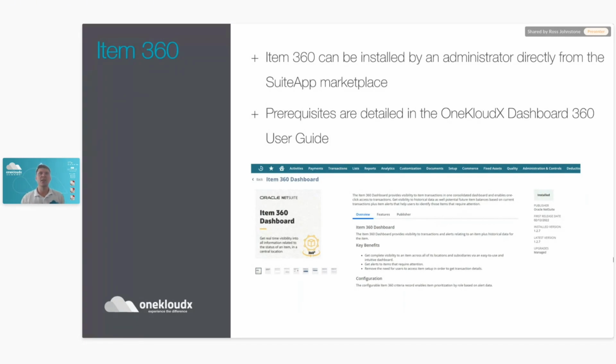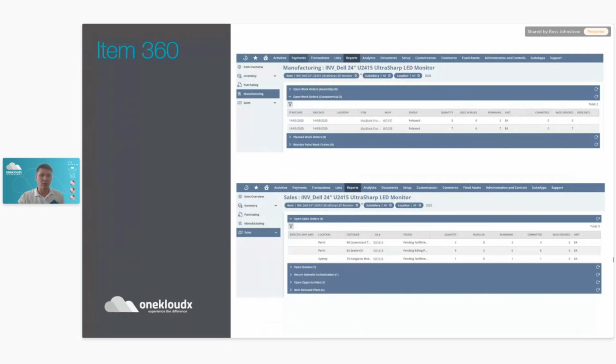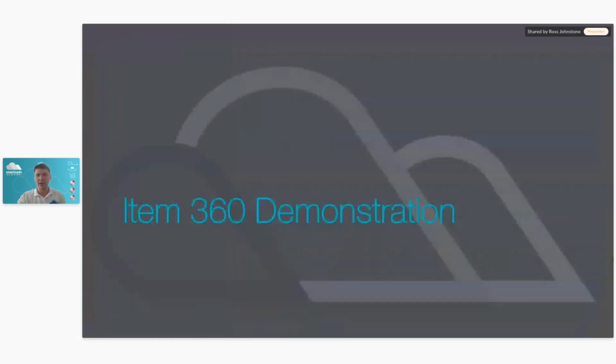The Item 360 can be used across assembly items, including both lot and serialized assemblies, as well as across inventory items, again, including serialized and lot numbered inventory items, as well as kit items beyond that. We've got a couple of different views here just to give you a feel of what that looks like. But instead of spending too long in slides, we'll jump into a demo account so that we can show you the functionality live.